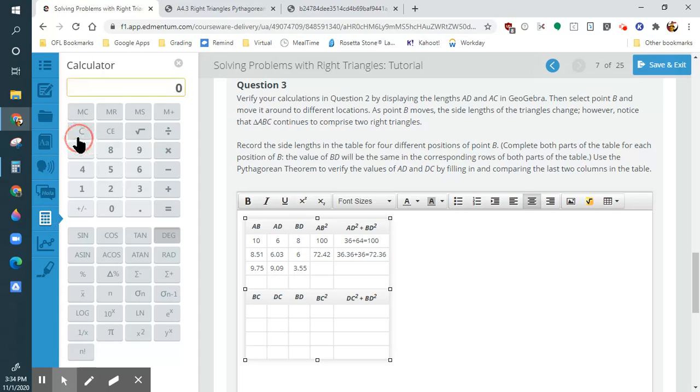AB squared, just so we can get used to using this calculator, 9.75 times 9.75. I'm going to put that at 95.06. Then let's 9. Apparently the backspace doesn't work on this calculator. So I'm going to say that's 82.63.